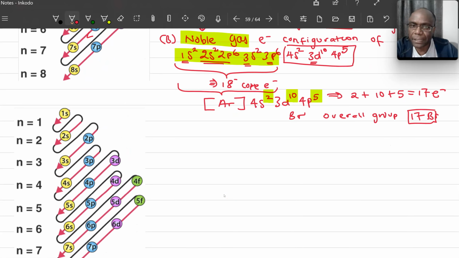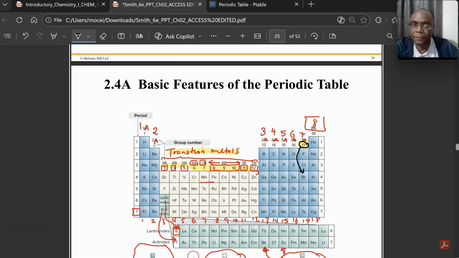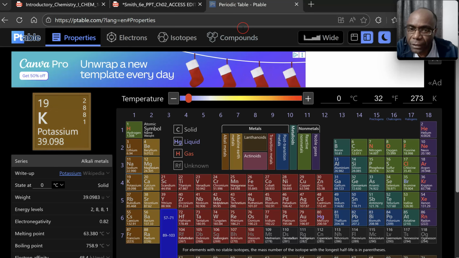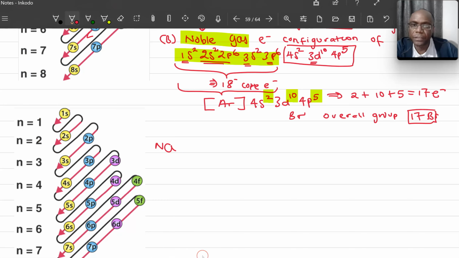I'm going to use a simpler element. This time let's use sodium. What is the atomic number of sodium? Going to the periodic table, sodium is right here. It tells me it has 11 protons. So 11 protons means 11 positives. We need 11 electrons to give us 11 negatives to cancel out the 11 positives. So if the atomic number is 11, the number of electrons is going to match it, 11.